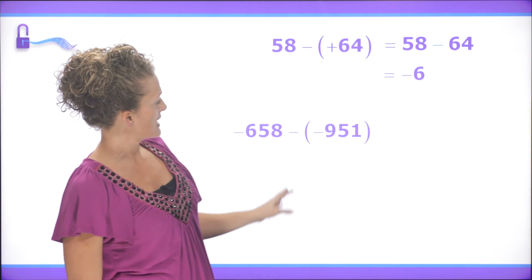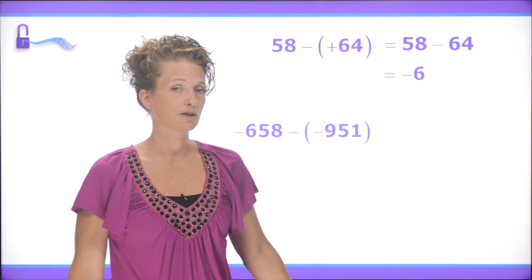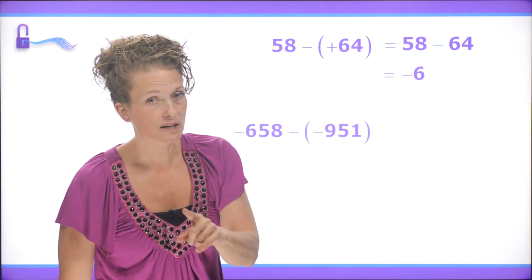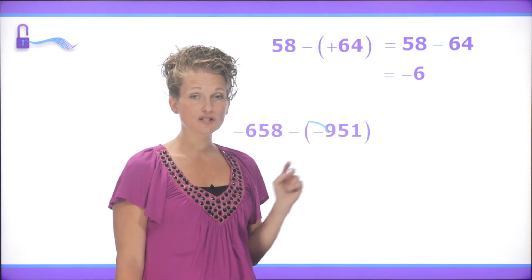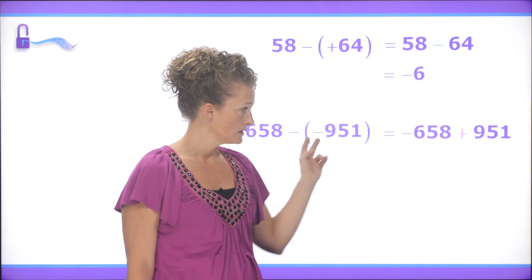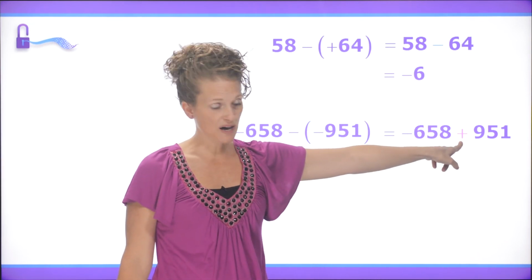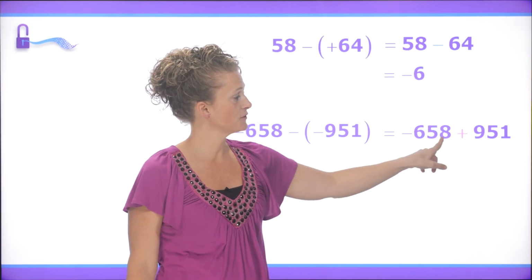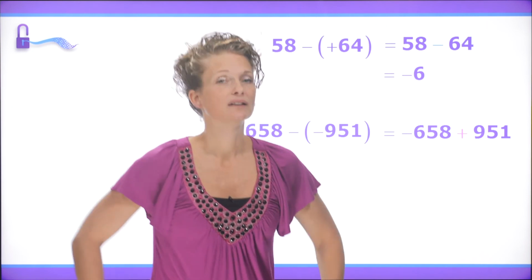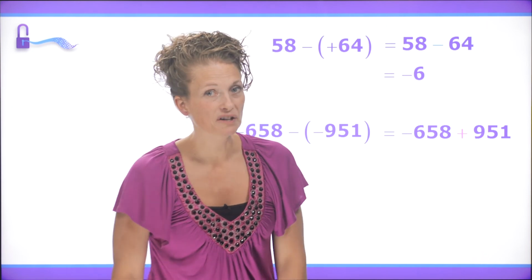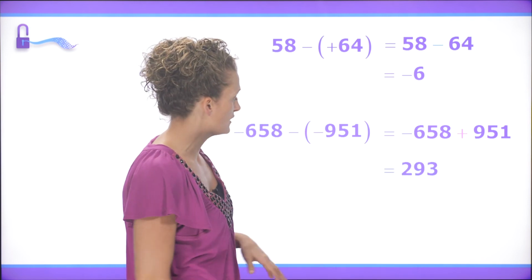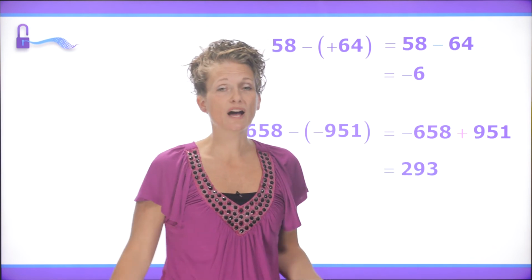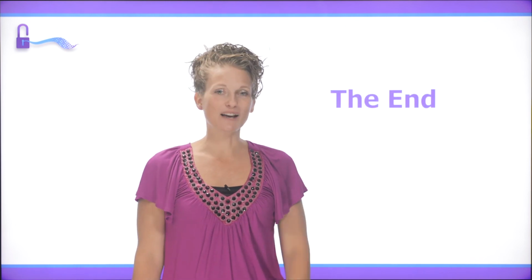Negative 658 minus negative 951. This is another instance where it's super important to change the two signs into one. These two signs are the same, so they become one positive. So we have negative 658 plus 951. 951 is the bigger number, and it's positive. So our answer is going to be a positive number as well. In fact, it's a positive 293. And that is your tutorial on subtracting integers.